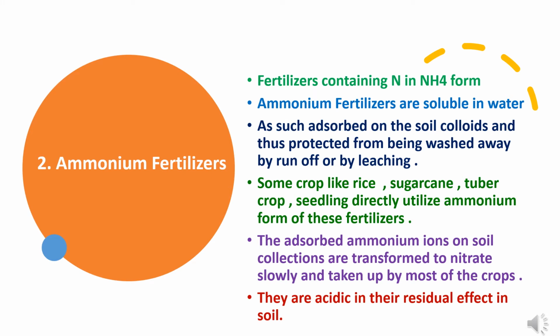Second category of inorganic nitrogenous fertilizers are ammonium fertilizers. These fertilizers contain nitrogen in the form of ammonium, NH4, and these are soluble in water. As ammonium is adsorbed by soil, these fertilizers are protected from leaching loss and runoff losses. The adsorbed ammonium ions are slowly transformed into nitrate and easily taken up by the plants afterwards. These fertilizers are having acidic residual effect in soil.